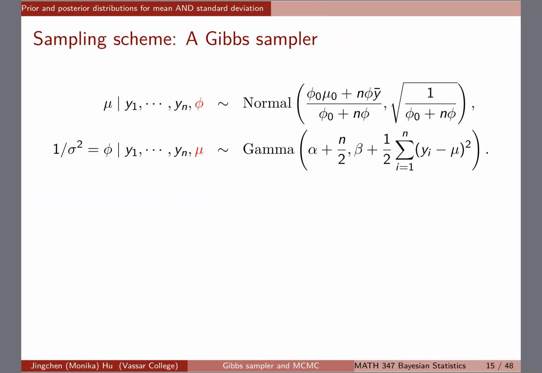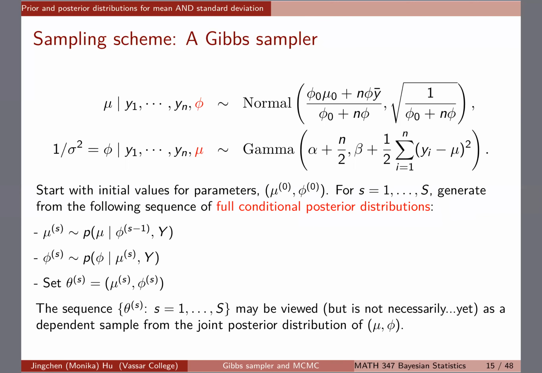So the sampling scheme is what we call the Gibbs sampler. Gibbs sampler is a pretty big family that includes many other variations. In this case, Gibbs sampler can be used because both of the two full conditional posterior distributions are exact, that we know one of them is normal and the other one is gamma. So whenever all of your full conditional posterior distributions are known distributions, then you are able to use what we call the Gibbs sampler.